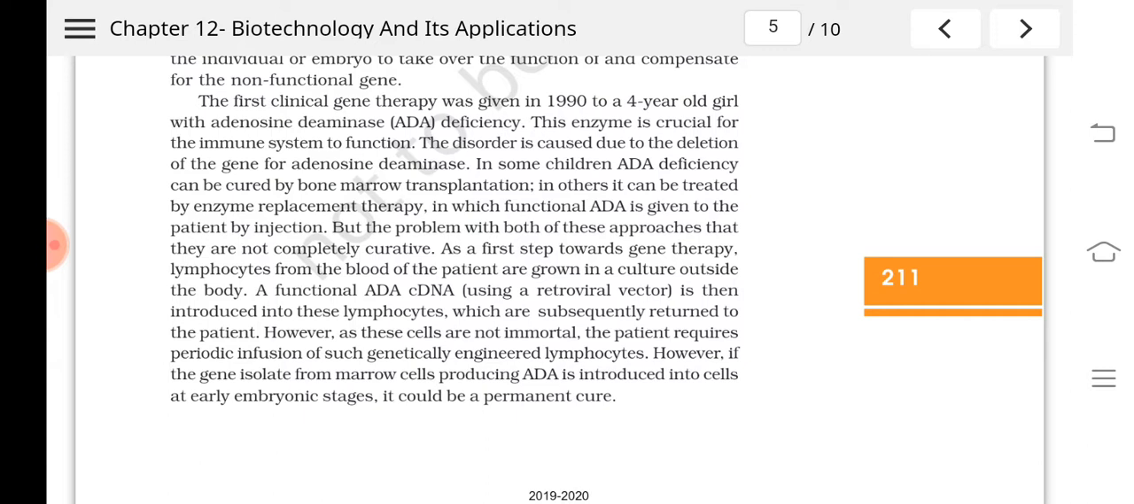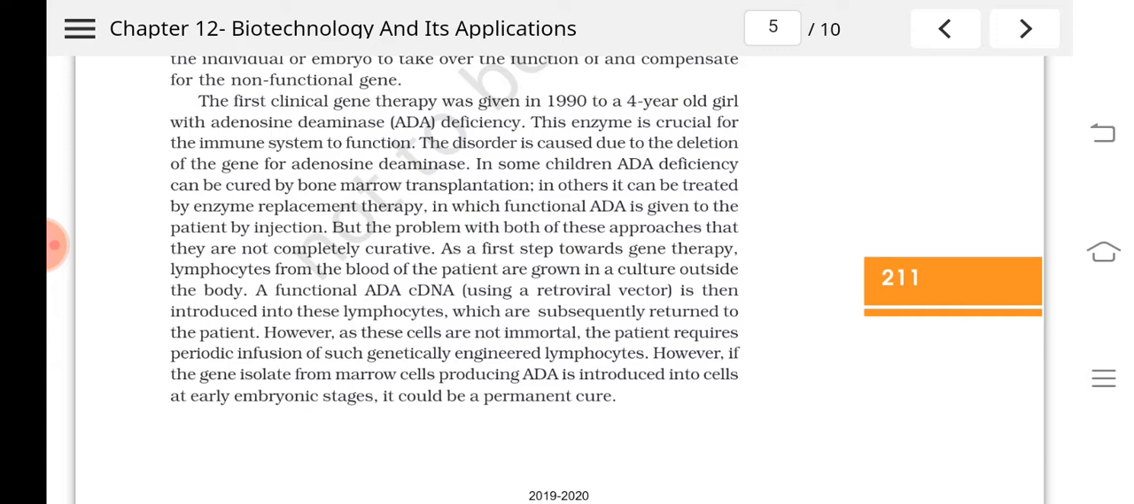Okay, but the problem is what? As you know, WBCs, RBCs, they will get destroyed also. They are not immortal cells. Means what? They will die after a particular period of time, isn't it? So what happens is this is not a complete cure forever. For some period of time only it can work.